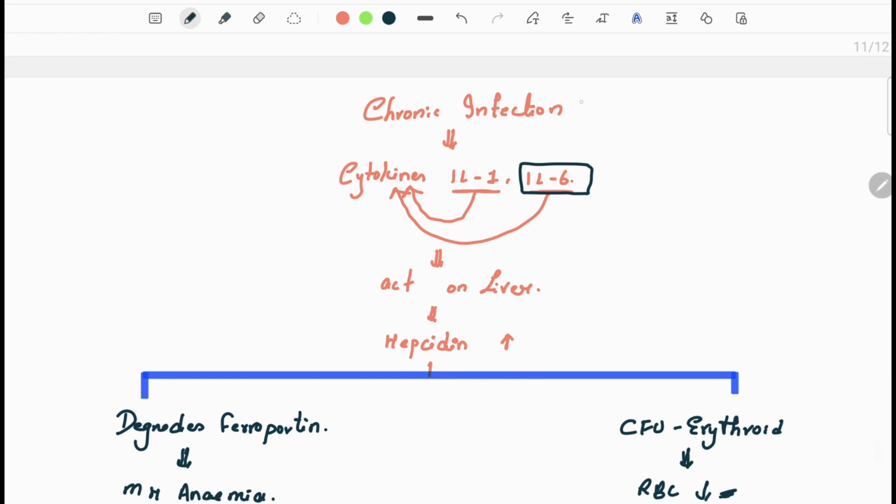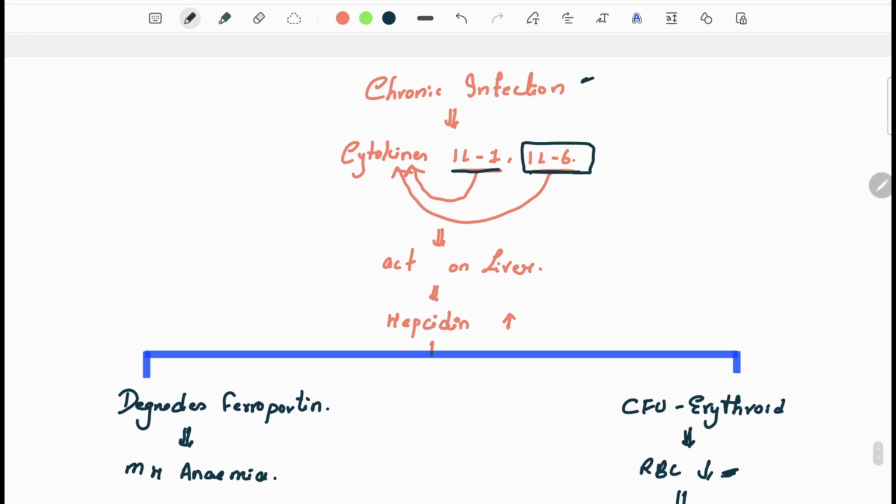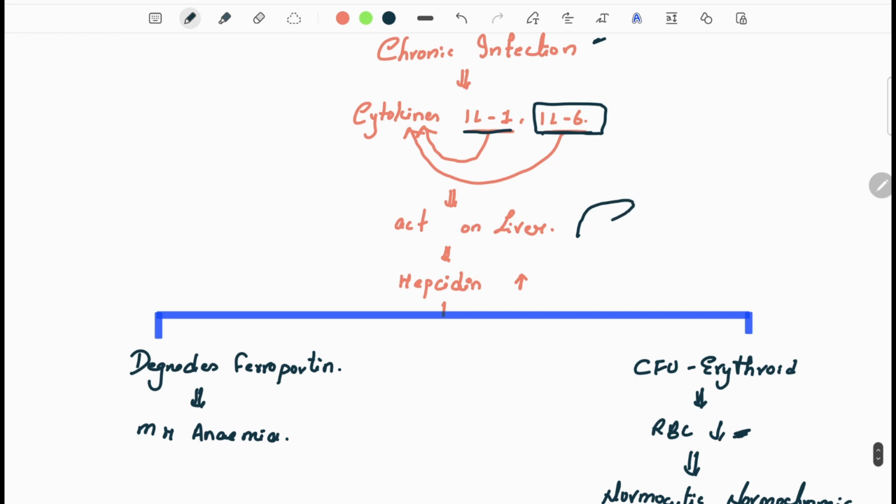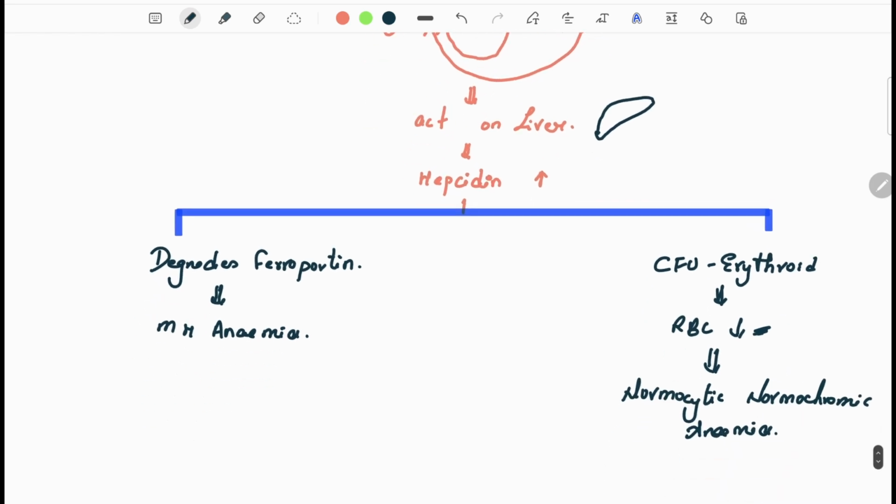In chronic infection, interleukin 1 and 6 are getting released. They act on the liver, because of which hepcidin increases. This leads to defect in two pathways. First one, it degrades the ferroportin. Second one, it affects the colony forming unit erythroid, because of which we will get anemia. First one is microcytic hypochromic anemia, and the second one is normocytic normochromic anemia.